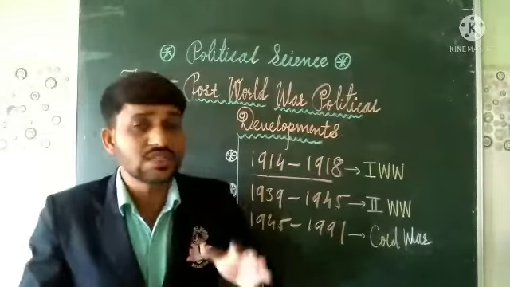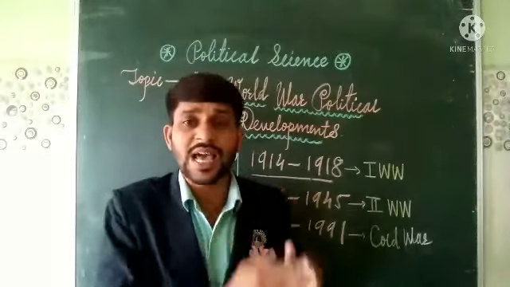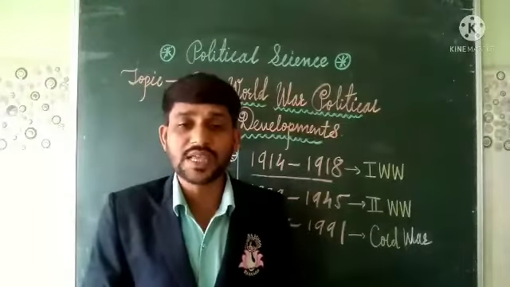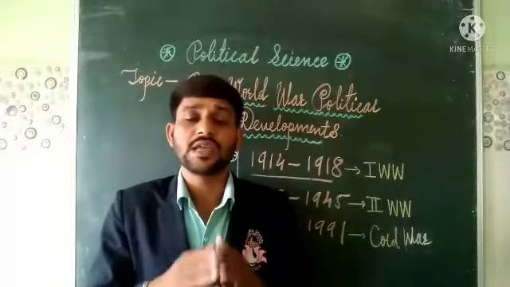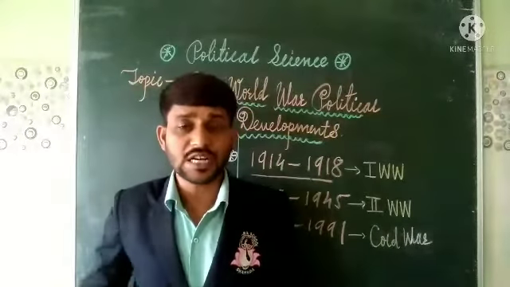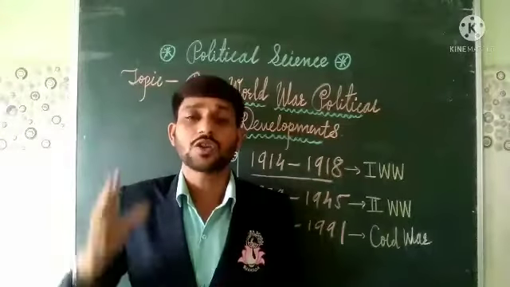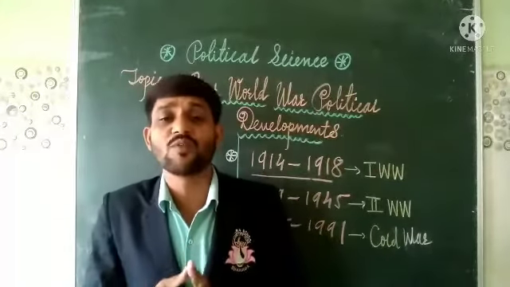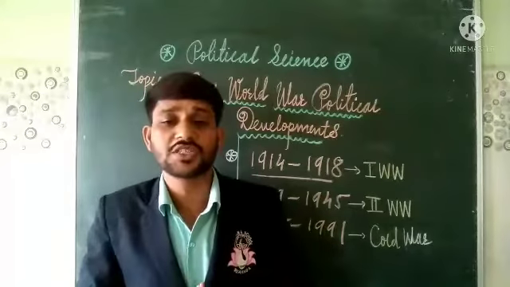Now the countries which were involved in the First World War were the Allied powers and the Central powers. In the Allied powers we can say Britain, France, Russia, Italy and America, and in the Central powers Germany, Austria, Hungary, the Ottoman Empire and Bulgaria. These two groups were involved in the First World War as opponents of each other.